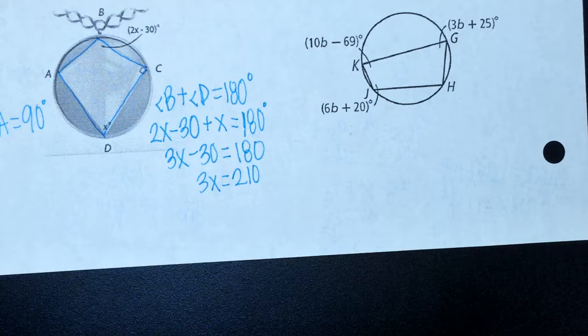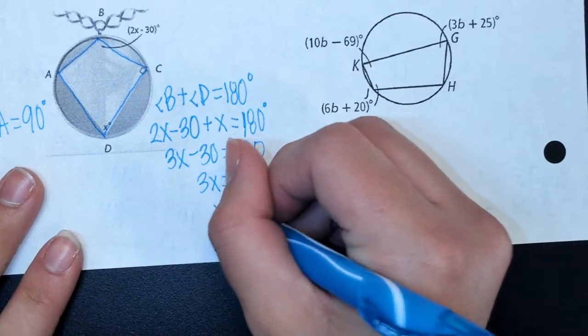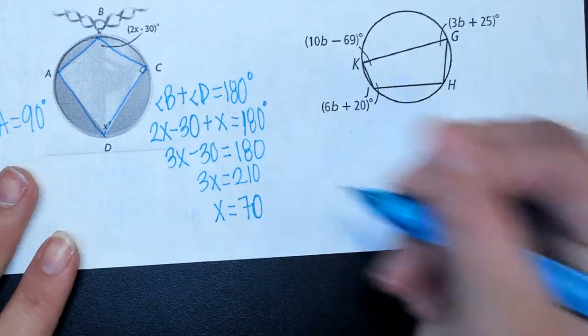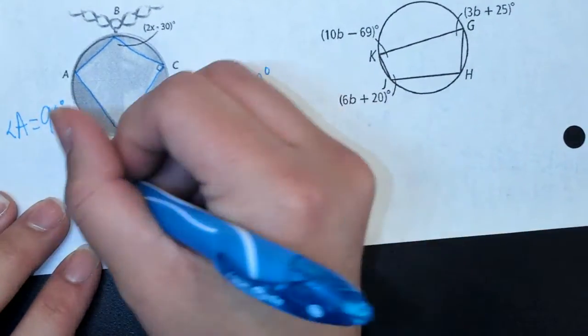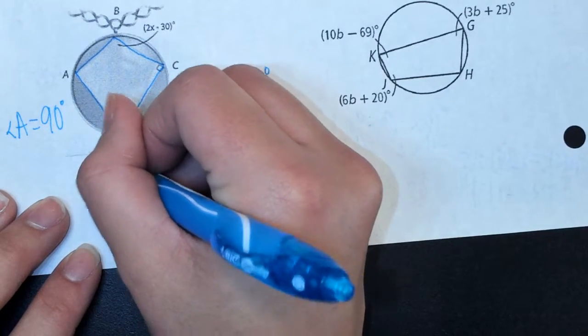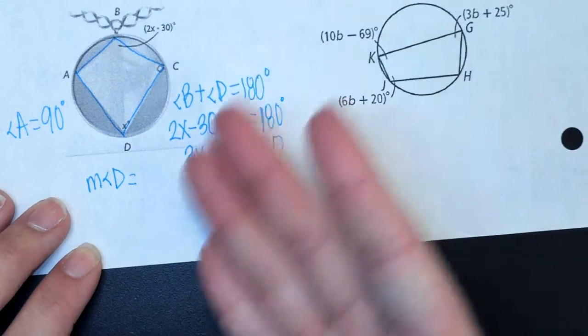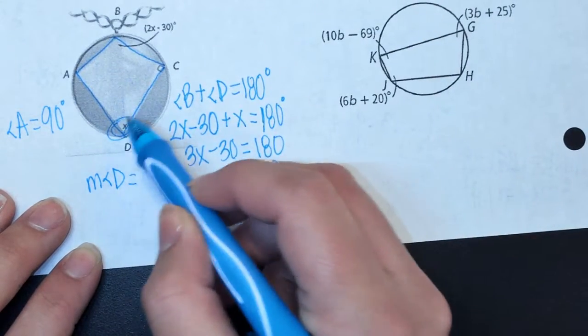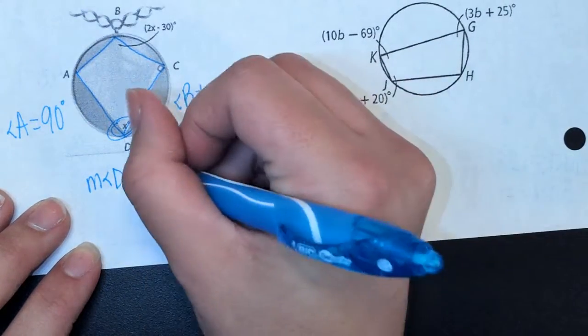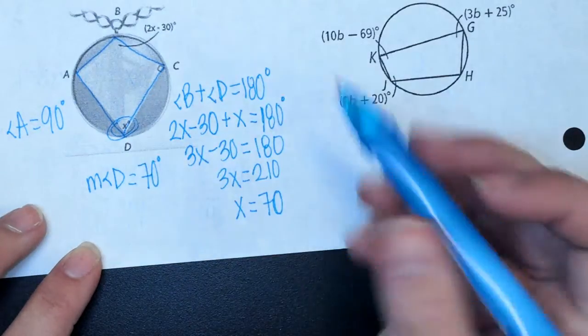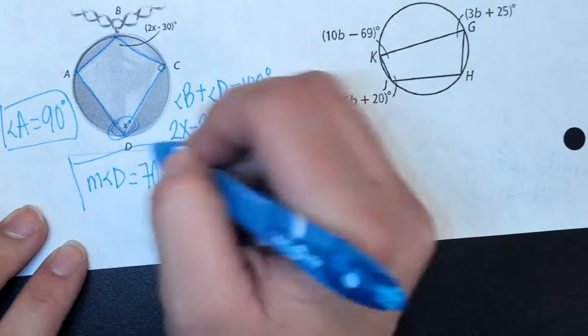And then? Divide by 3. So x is going to be equal to? Am I done? No. Got to plug it back in. Well, thankfully, the measure of angle D is just x, right? So technically we are done because we solved for x and D is x. So 70 is the answer. 90 is A, 70 is D.